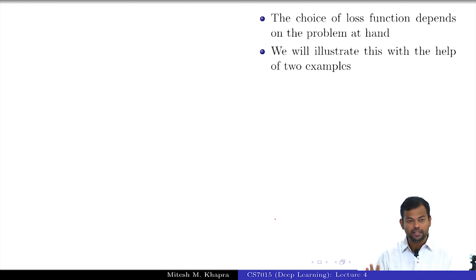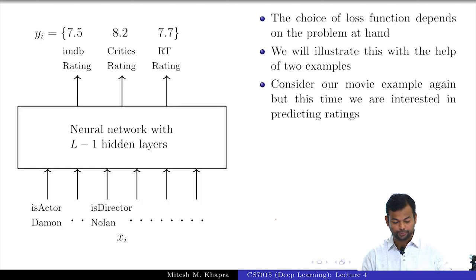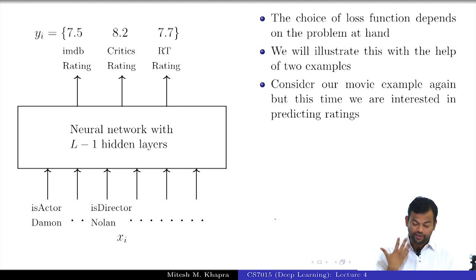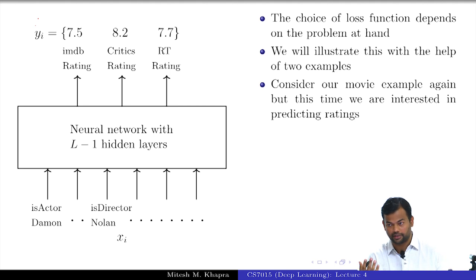And these two examples will cover a broad range of problems that you will encounter if you're working in machine learning. So the first problem is, again, you're given the input as movie. You're using a neural network with L minus 1 hidden layers and an output layer, Y hat. So you have an output layer, and the output layer is going to predict the IMDb rating, the critics rating, and the Rotten Tomatoes rating.